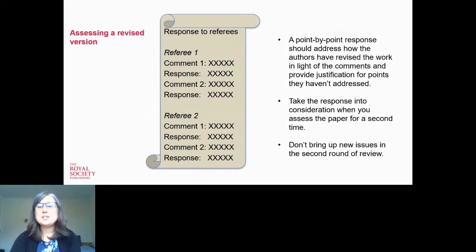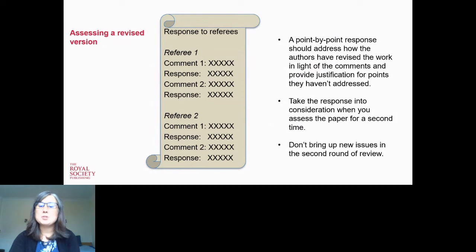Once the editor has made a decision, the authors will have a certain time period to revise their paper. This will depend on the journal and discipline. The authors will generally be asked to provide a point-by-point response to the comments raised by all the reviewers. When you assess the revision, it is important to take into consideration the responses provided by the authors.